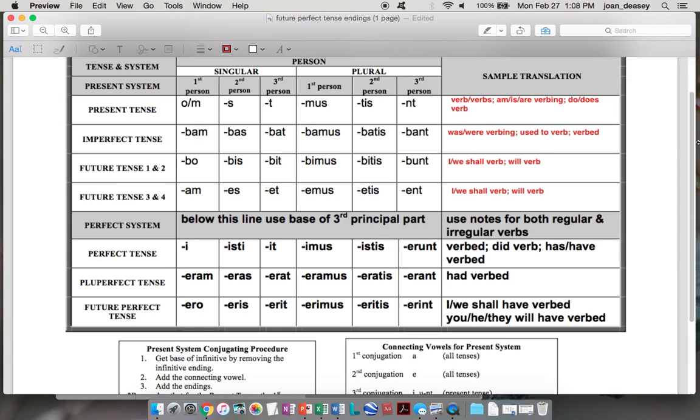For the future tense, we have a two-verse song, which goes to the tune of This Old Man.